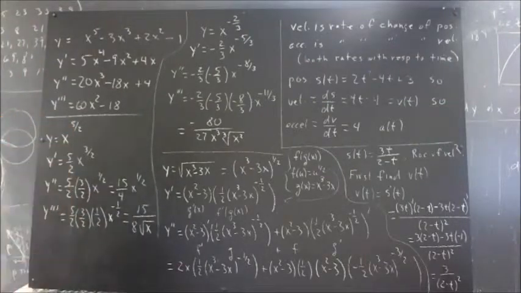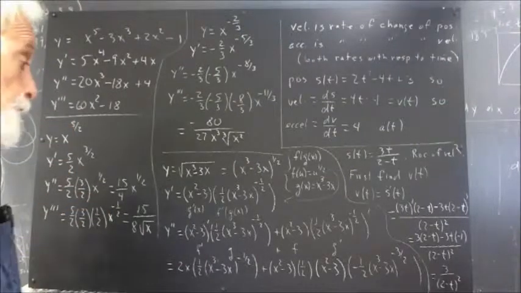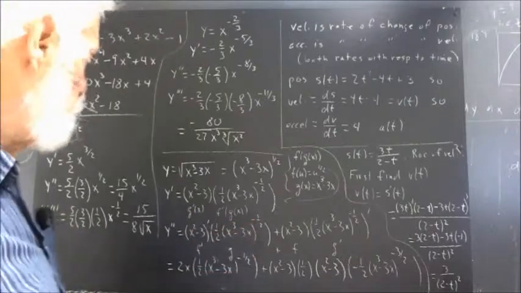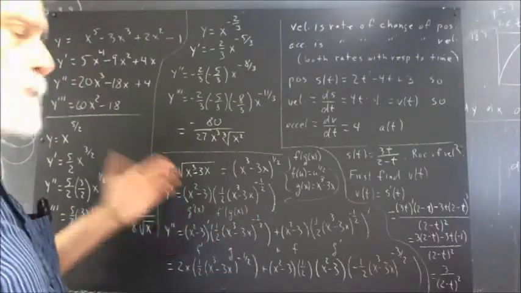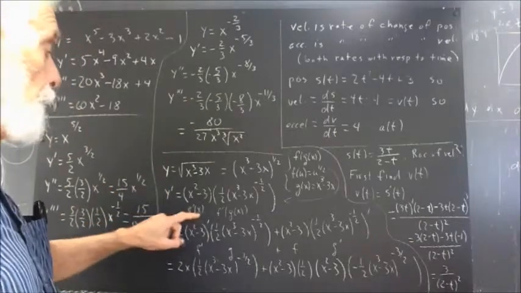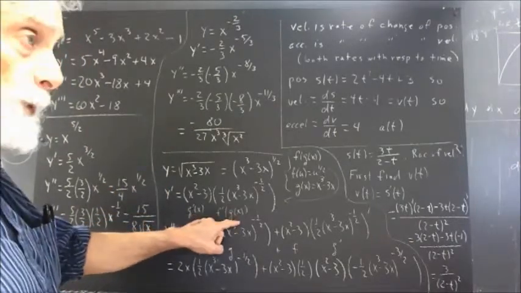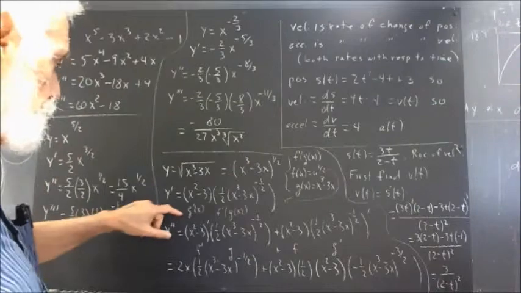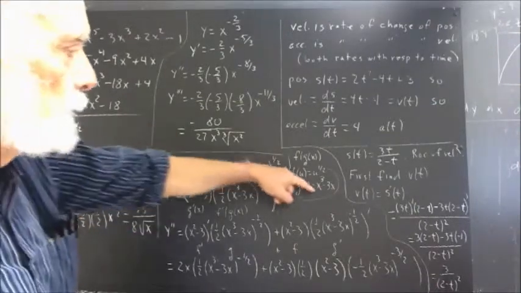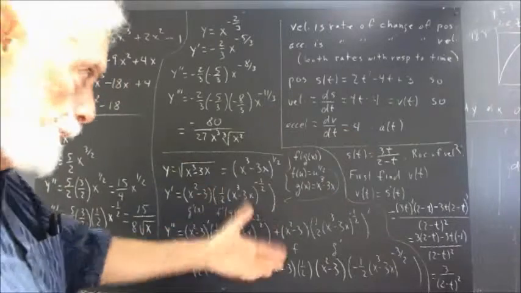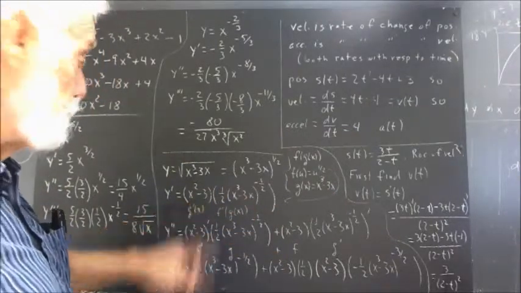Now, I'm not going to be real explicit about how the chain rule is used, but I'll note the parts of the chain rule. What do we have to do? We have to find g prime of x times f prime of g of x. So g prime of x is what? Well, g of x is x cubed minus 3x. The derivative of that is x squared minus 3.